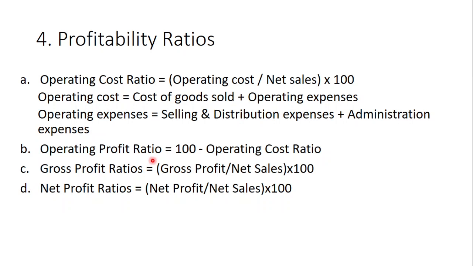Second ratio is operating profit ratio. That is equal to 100 minus operating cost ratio. From 100, if you subtract operating cost ratio, you will get operating profit ratio. So next one is gross profit ratio. It's very simple. Gross profit divided by net sales into 100. And last one is net profit ratio, that is equal to net profit divided by net sales into 100.